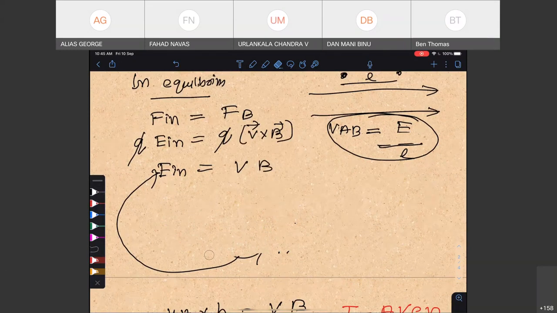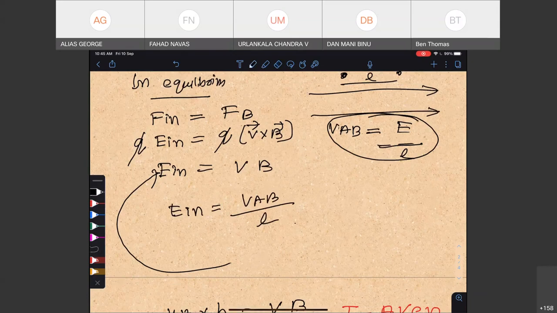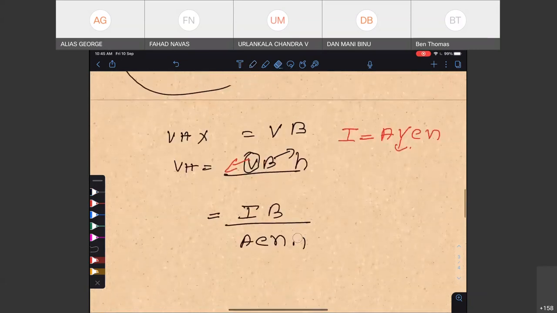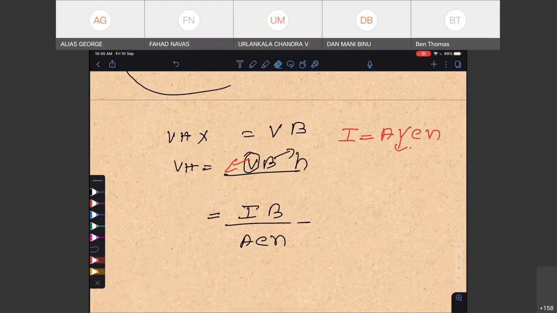Voltage V equals electric field into height, right? Sorry, guys. There is a problem. This equation should be somewhat different. Fahad, VAB is equal to E into L, I guess. VAB by L. You made me some problem. Okay, no problem. Thank you for that one. So H will be in this. You guys can see this mistake while deriving.